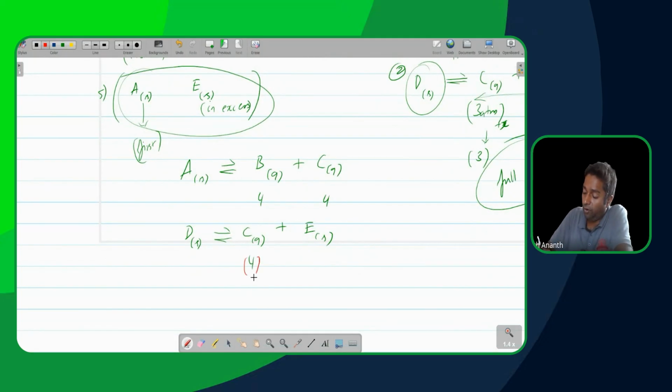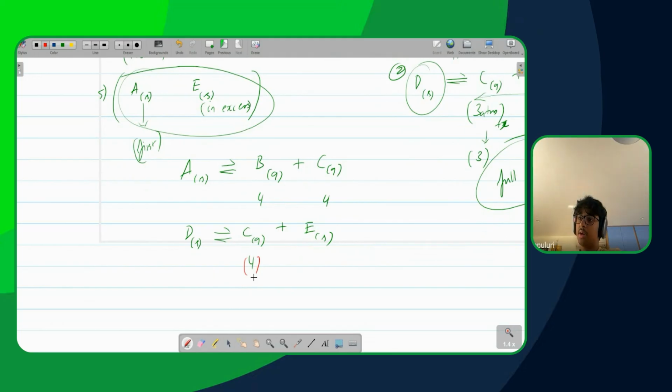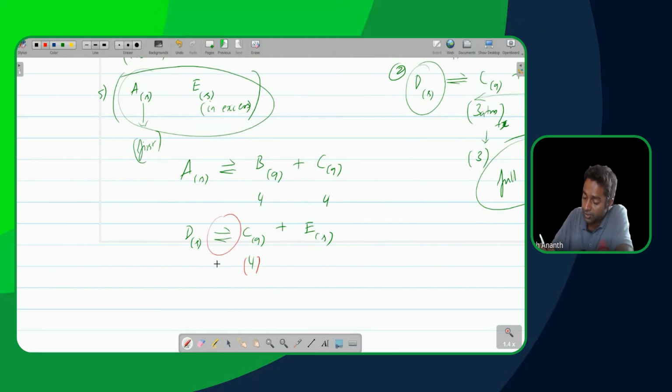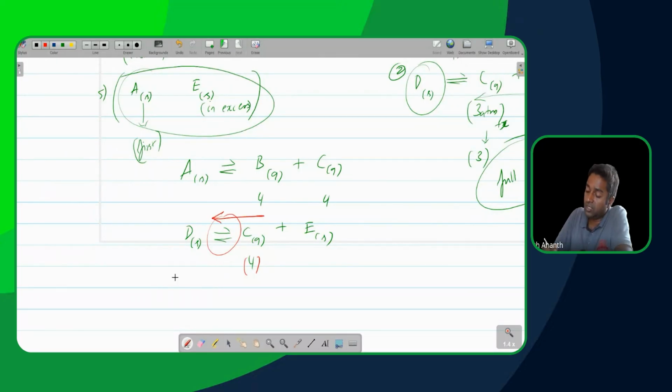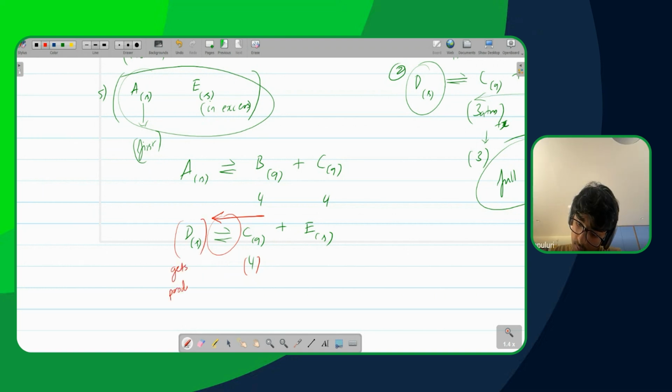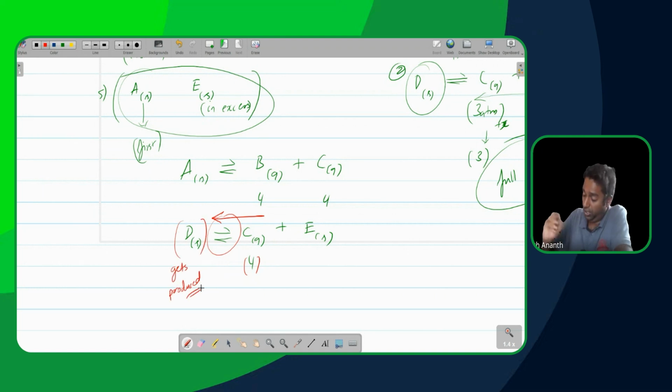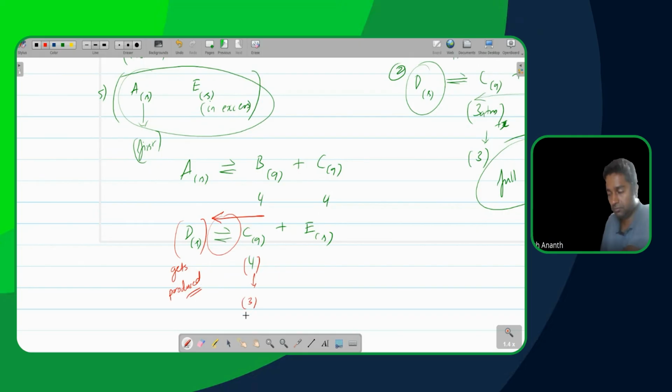So this was 4 now, correct? But what is the equilibrium constant for this one here? 3. What should happen? It'll go backward, exactly. So if this goes in backward, D gets produced. This will go down to 3 then. What will happen then? If it goes down to 3, what will happen?